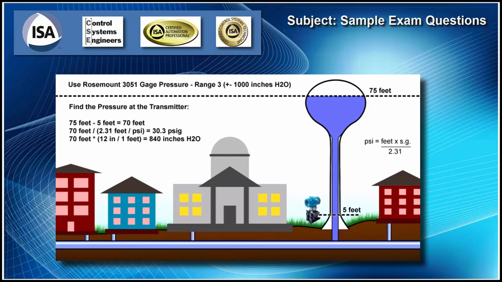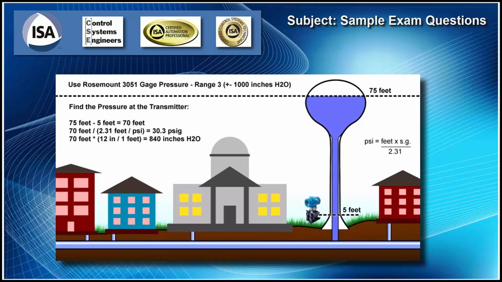So, the height we're going to be reading on the transmitter is the difference in the height. We just take 75 feet to the top minus 5 feet off the ground, and that gives us a difference of 70 feet. Then we have 70 feet divided by 2.31 feet per PSI equals 30.3 PSI gauge.